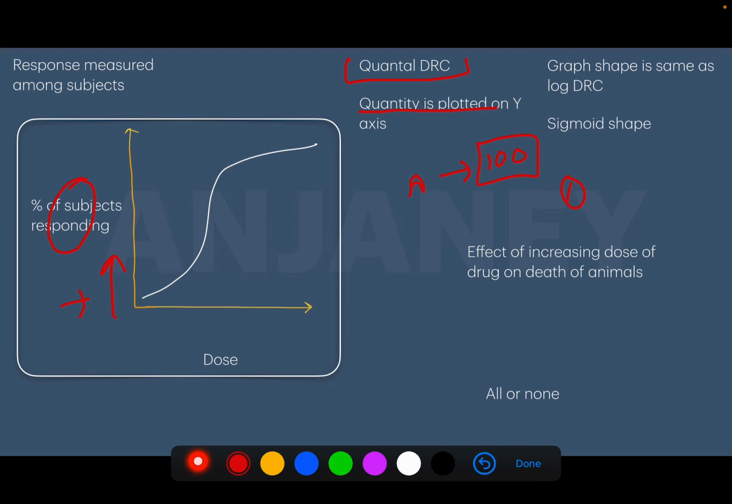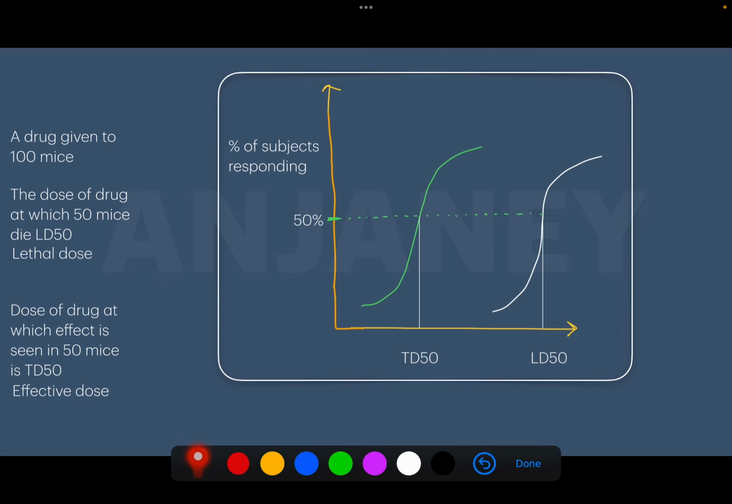We'll study this experiment in the next slide. So here the response is measured among subjects. The dose of the drug is given to 100 mice and the response is measured. Now, an important thing to notice: the shape of the quantal DRC and the graded DRC is the same. They both have a sigmoid curve. Okay, done. So now let's move on to that experiment that I mentioned.